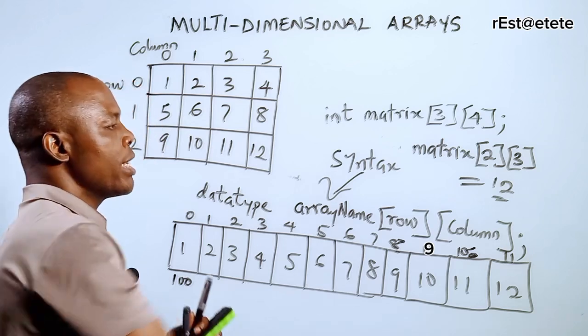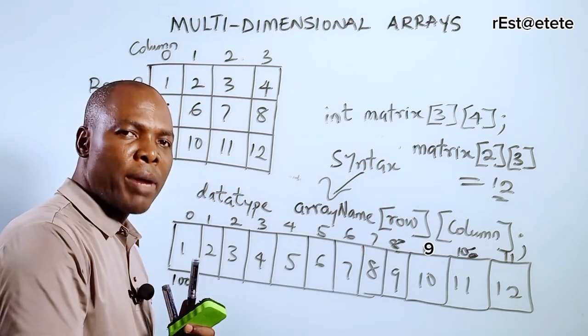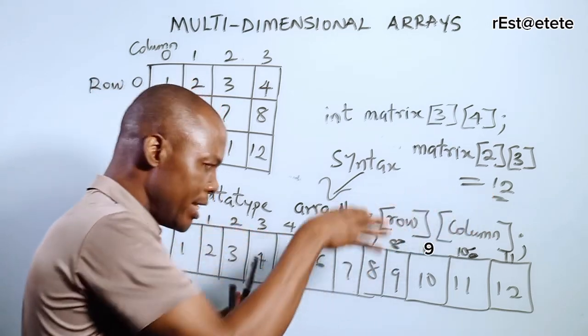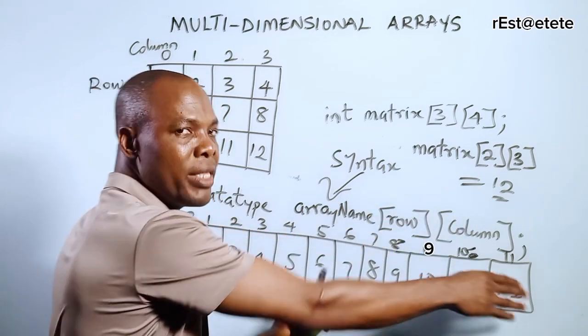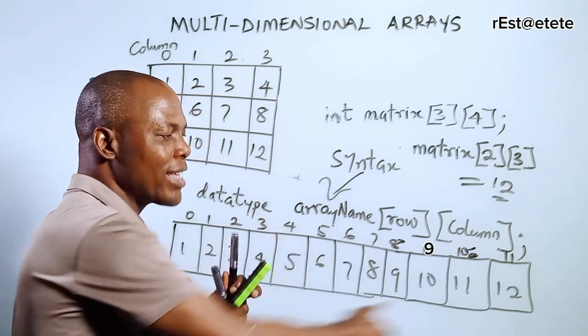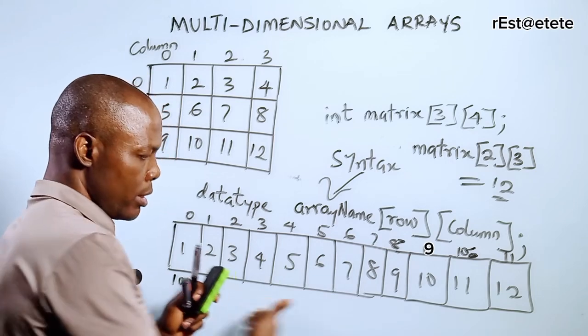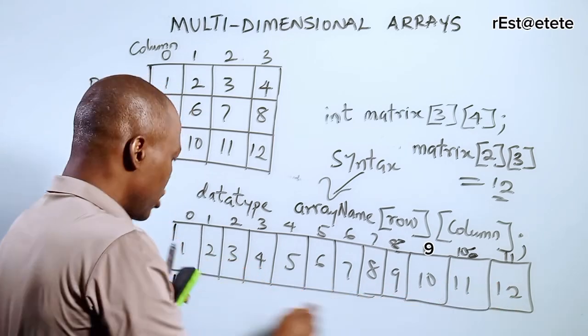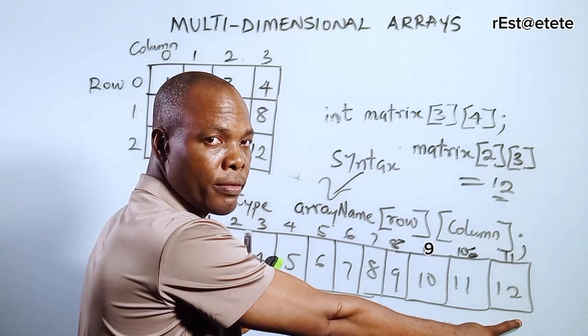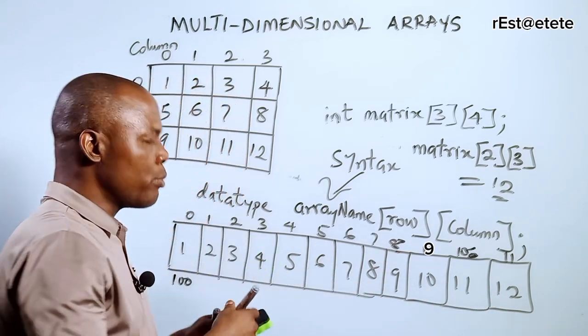That is how you do it. Now, how would the compiler know to insert this 12 in this place and then determine the address in order to have that constant time of accessing any of the values? This is how it's going to be done, right? If the address here is 100, what will be the address of 12? To achieve that, we need a formula.